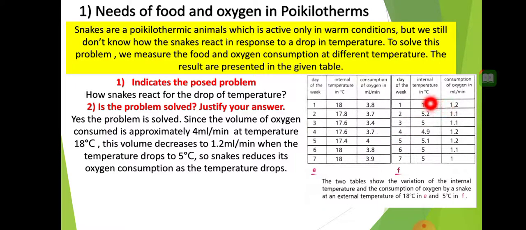When the internal temperature decreases to 5, as you see here, the consumption of oxygen also decreases, to 1.1, 1.2. So as the internal temperature decreases, the consumption of oxygen decreases.